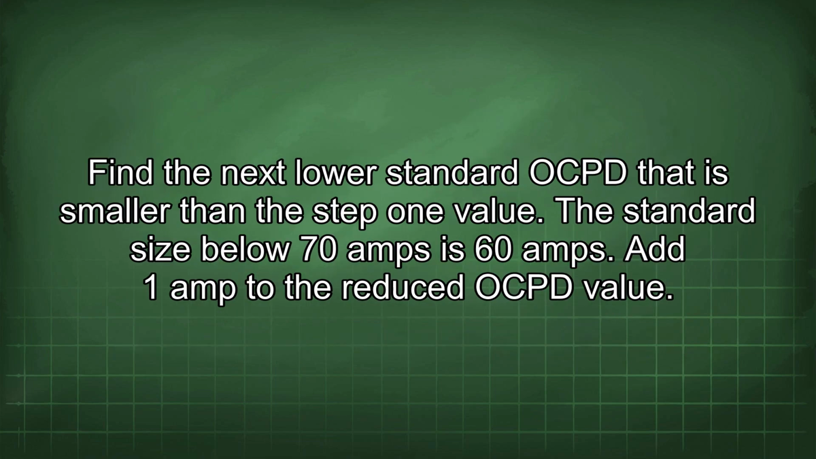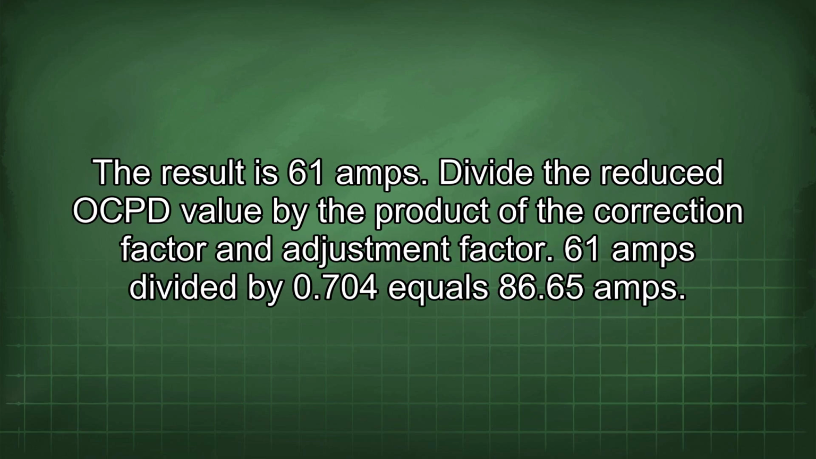Find the next lower standard OCPD that is smaller than the step 1 value. The standard size below 70 amps is 60 amps. Add 1 amp to the reduced OCPD value. The result is 61 amps. Divide the reduced OCPD value by the product of the correction factor and adjustment factor. 61 amps divided by 0.704 equals 86.65 amps.